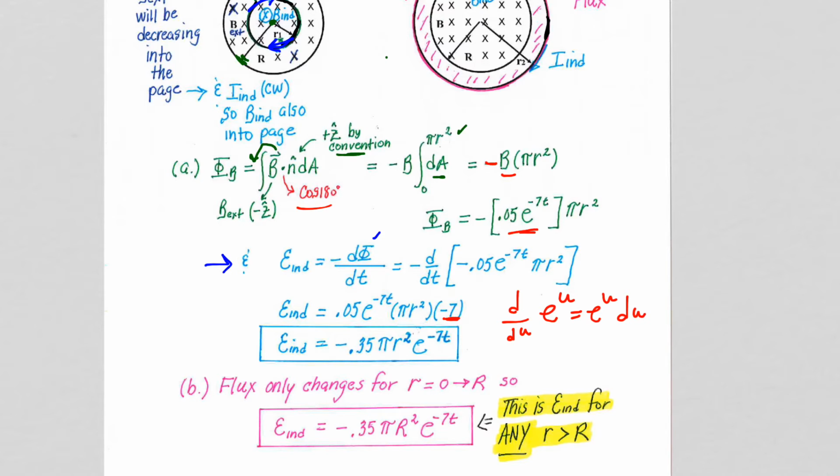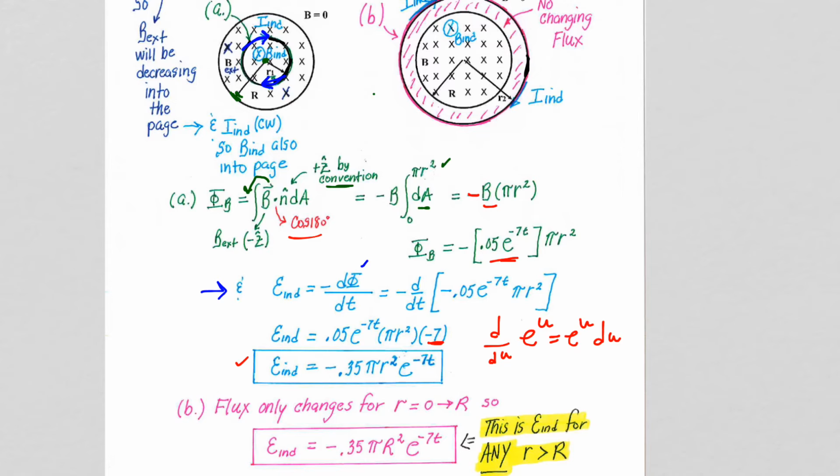So we get our expression for the induced EMF, and yes, it is negative, which we knew from our Lenz's law analysis. Negative corresponds to clockwise, thumb into the paper. 0.35, we just do the math, 0.35 pi r squared e to the minus 7t.